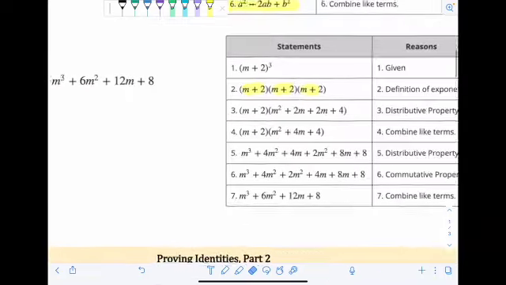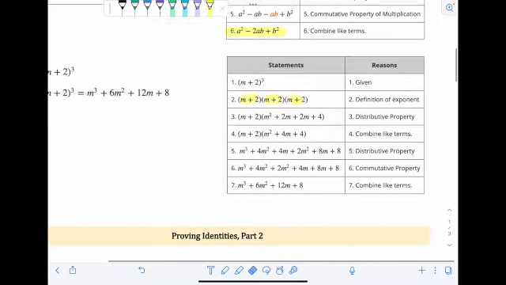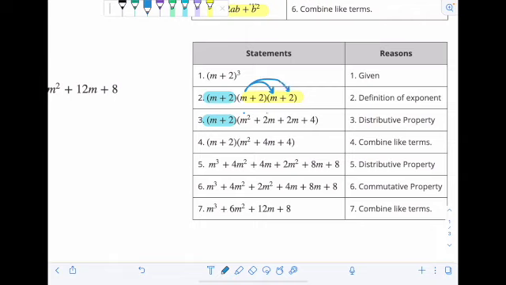This part's kind of funky, so it looks like now they're doing one step foiling, kind of. So what we're doing between step 2 and step 3 is we're taking this (m plus 2) times (m plus 2) and we're basically foiling that part. So this m plus 2 just gets copied down. And then m times m, that's m squared. M times 2, that's 2m. 2 times m, that's 2m here. 2 times 2, that's 4. So that's how we get that next line.